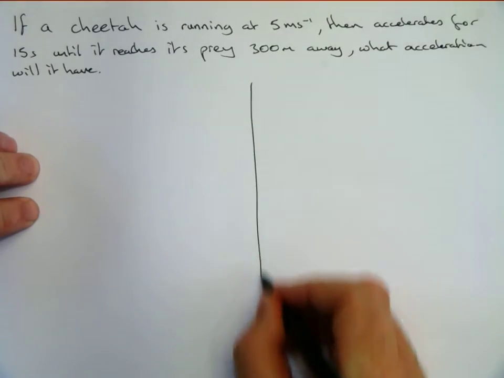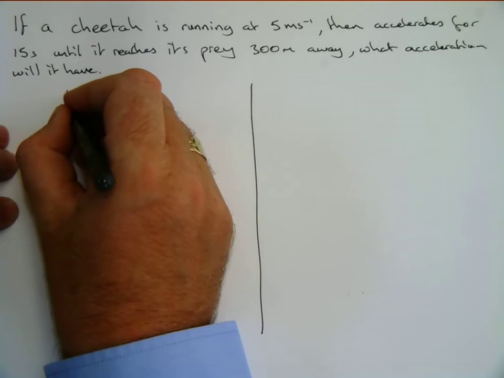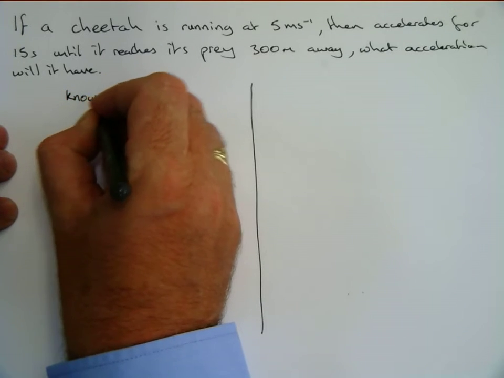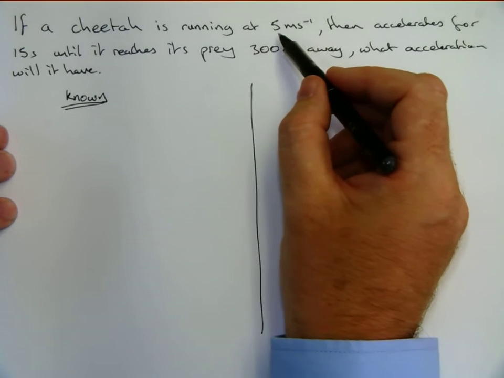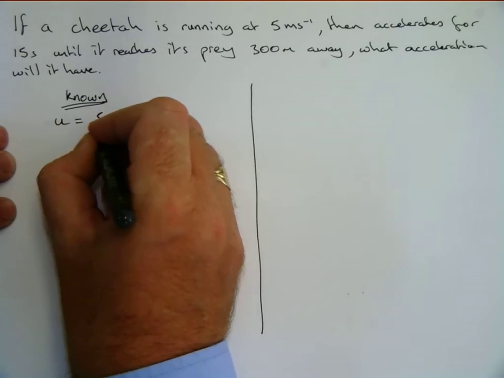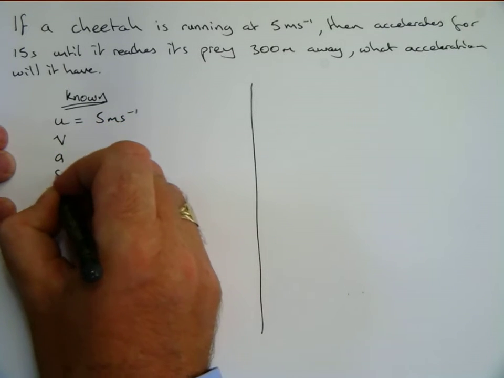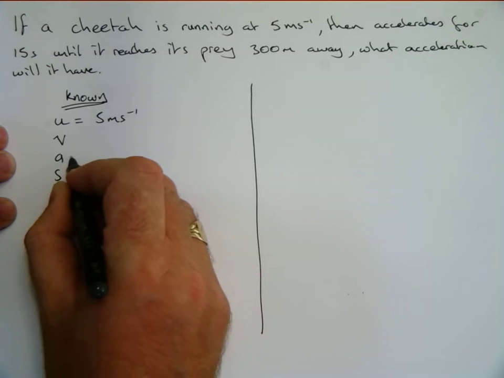So, first thing, split our page in the middle, and on this side we shall write down what we know. So what do we know? We know it's initially running at 5 meters per second. That's u, which is 5 meters per second. We'll fill in the other things in u, v, a, s, t, which we always fill in.